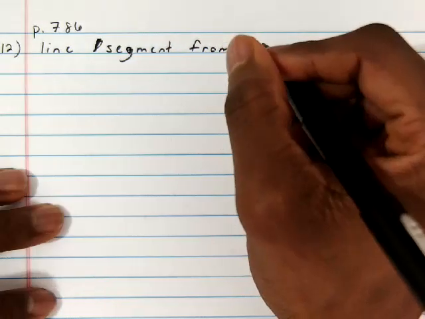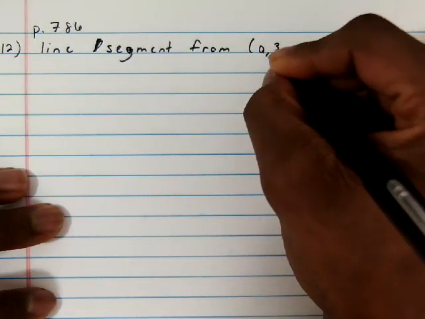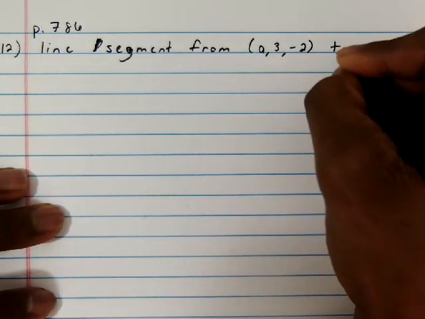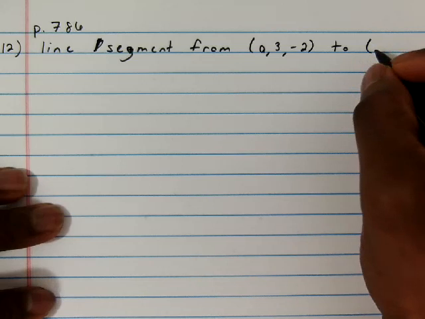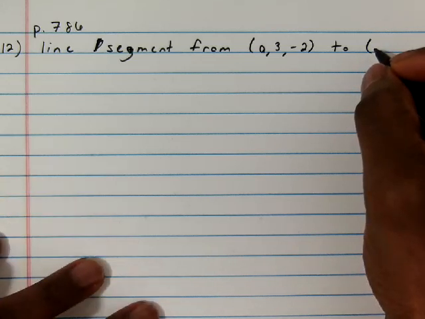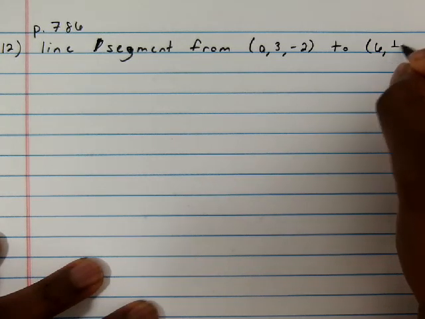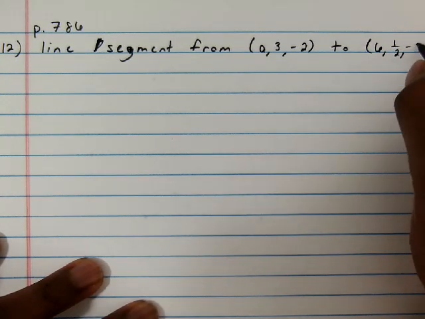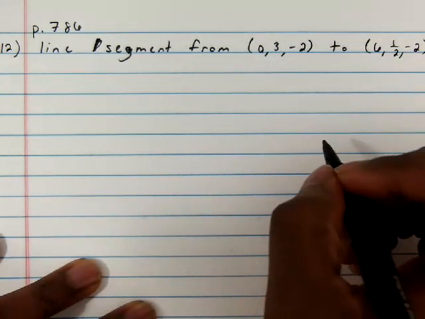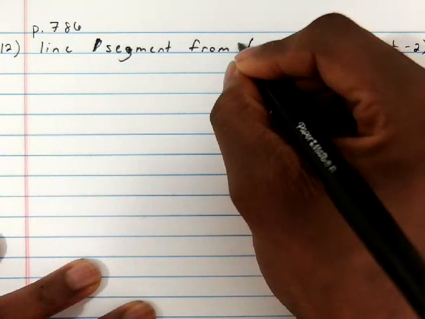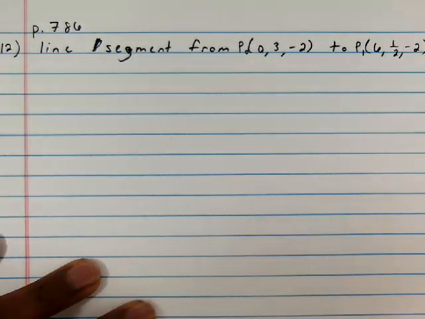From 0, 3, negative 2 to 6, 1/2, negative 2. And let's call this, I should have called this P0 and P1. So let me see if I can squeeze that in there. That's P0 and that's P1.